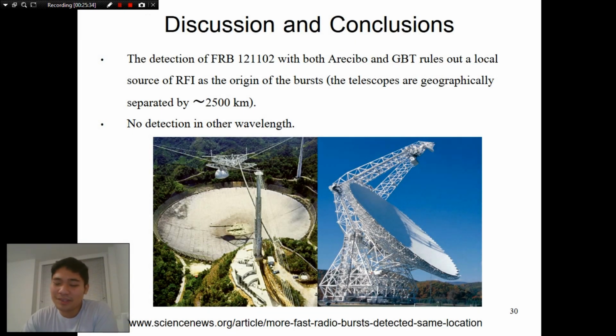Even if we couldn't detect it in another wavelength, that just means there is no detection. This detection means that if you can detect the same signal from two telescopes separated by something like 2,000 kilometers, it's not something from the earth anymore. It's something far away in the sky. So it's not radio interference anymore.